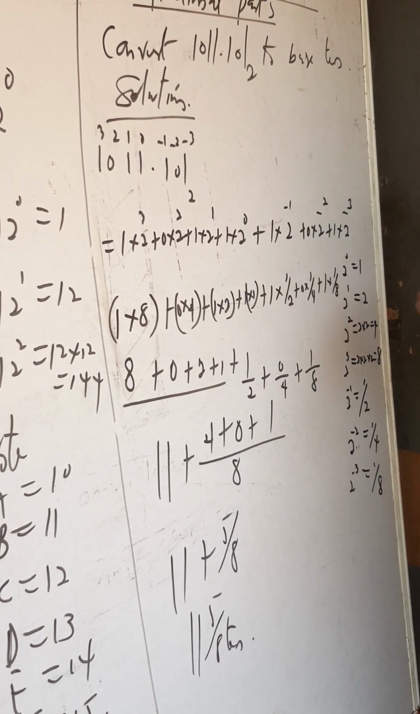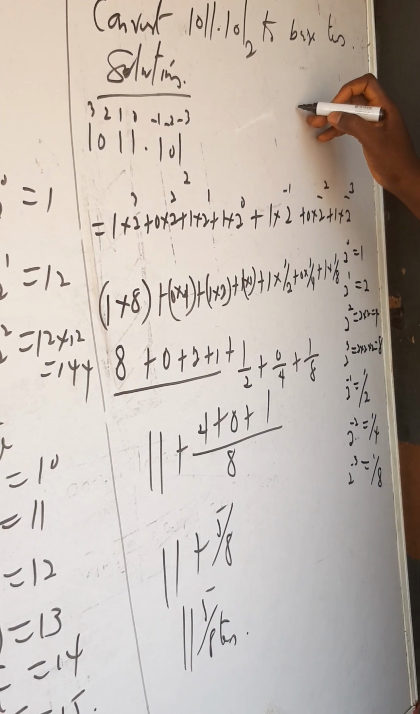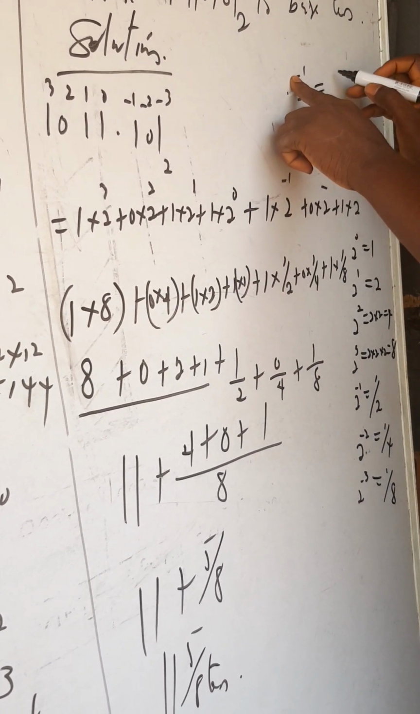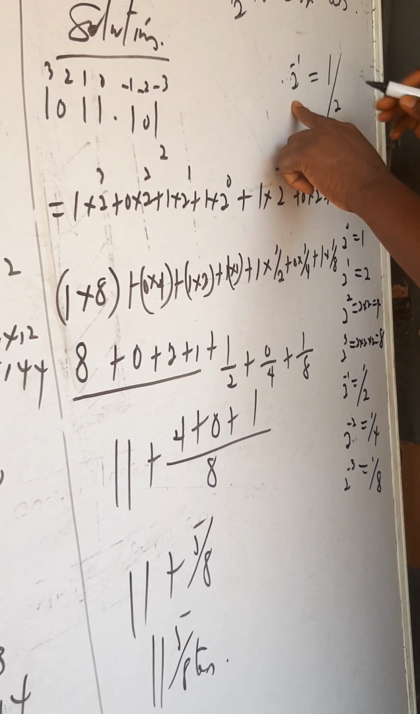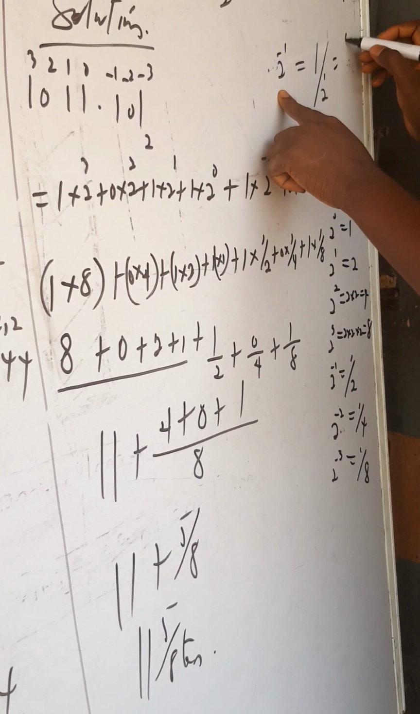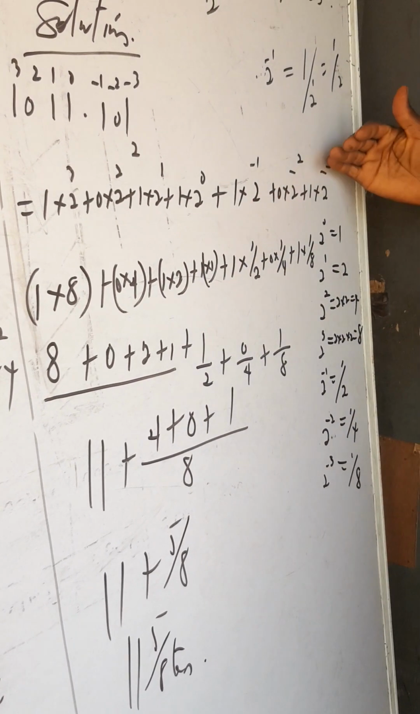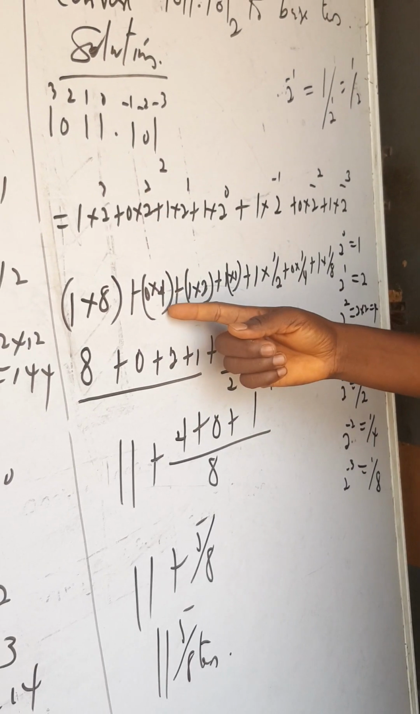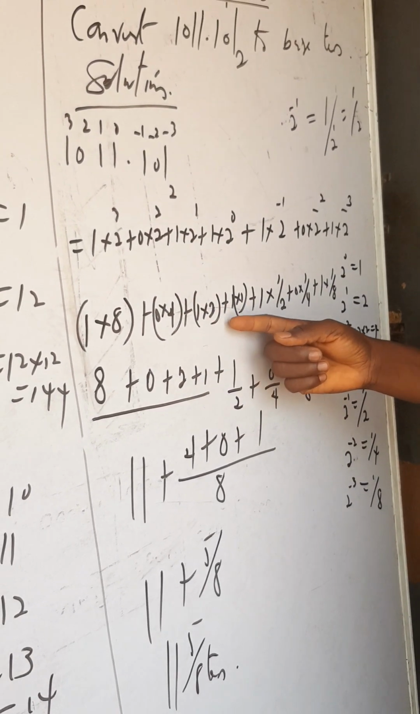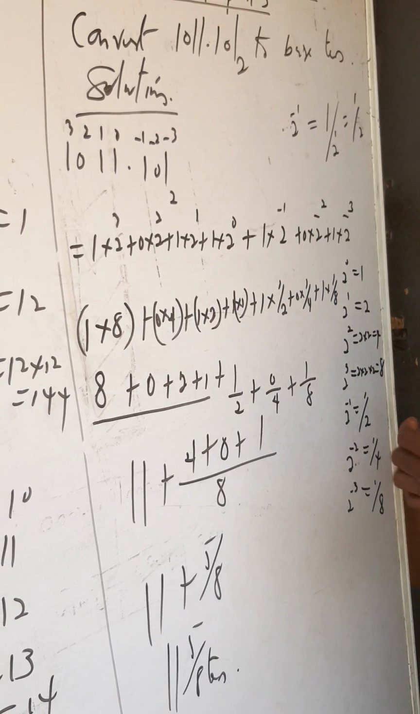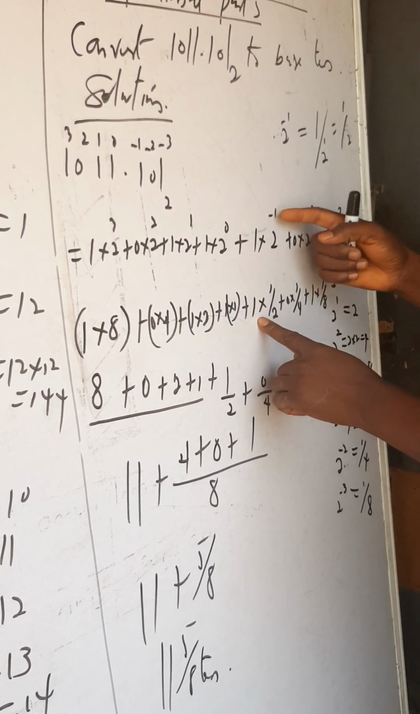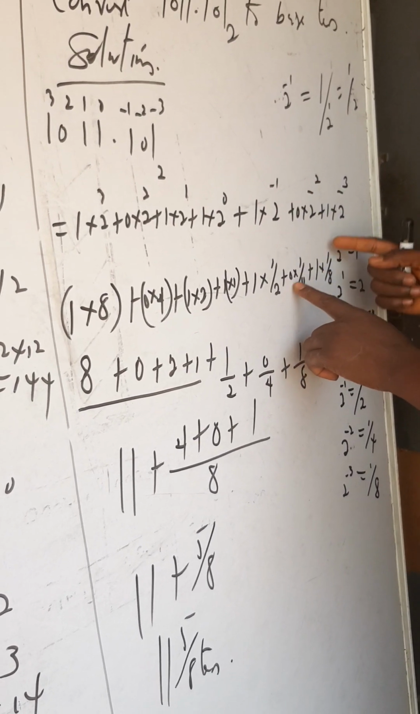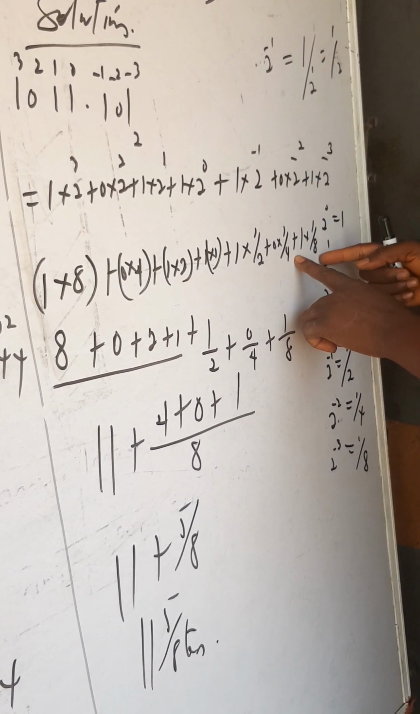Now when they have a negative sign, like we have something like this, 2 raised to the power minus 1, to remove this negative sign, you put 1 over the 2. That will be 1 over 2. So following the arrangement, you now have 1 times 8 plus 0 times 4 plus 1 times 2 plus 1 times 1 plus 1 times 1 over 2 plus 0 times 1 over 4 plus 1 times 1 over 8.